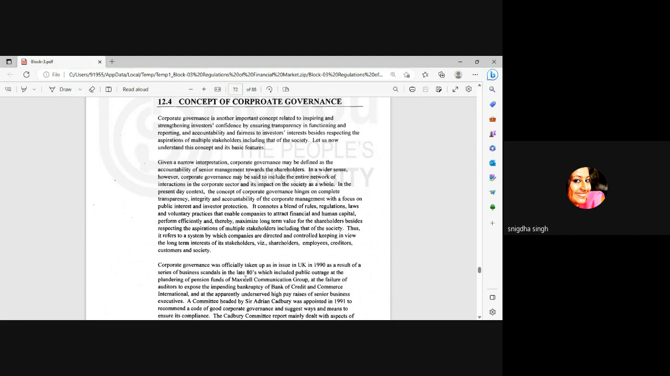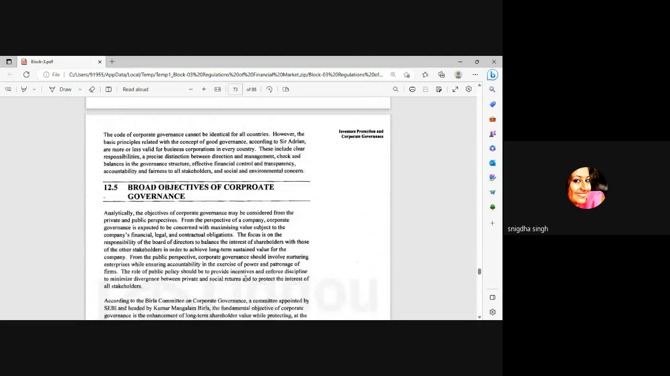Then the concept of corporate governance. What exactly is corporate governance? Corporate governance basically promotes transparency in the functioning, in the reporting, and in the accounting, or in the publishing of the financial statements to the investors and to the other interested stakeholders or parties. So this is what corporate governance is. Corporate governance promotes transparency. It promotes fair reporting. It promotes fair accounting and accountability.